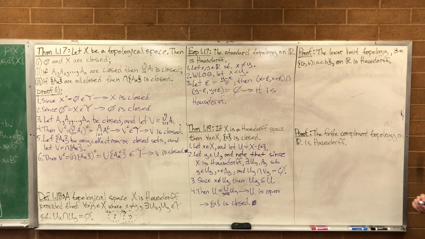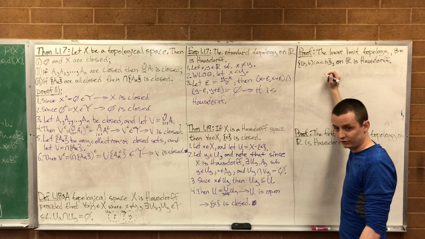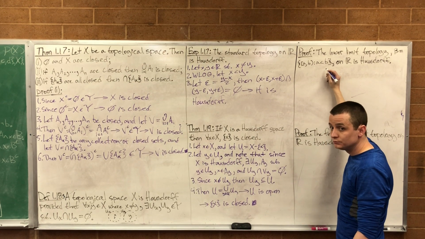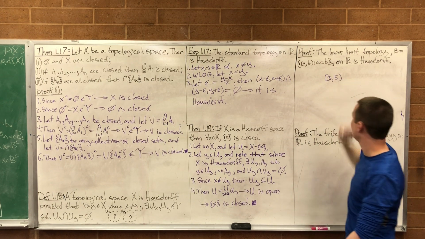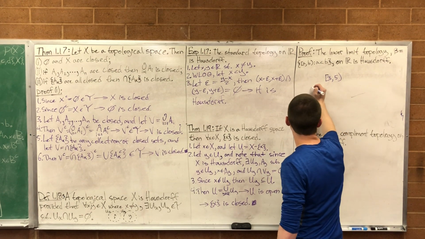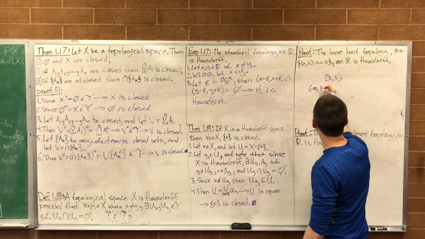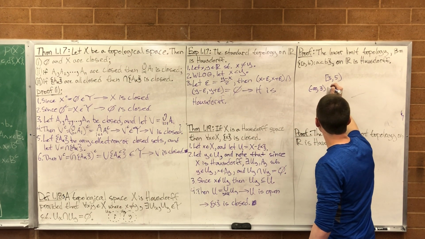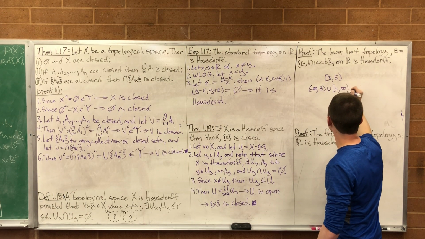You see that? No. Let's see. Give me one that's open real quick, a particular set. 3 to 5. 3 to 5 like that is open, right? Okay. Let's look at its complement. What's its complement? Its complement is negative infinity to 3 union with 5 to infinity.